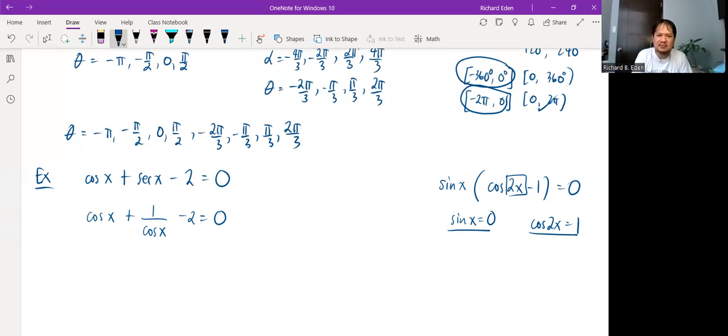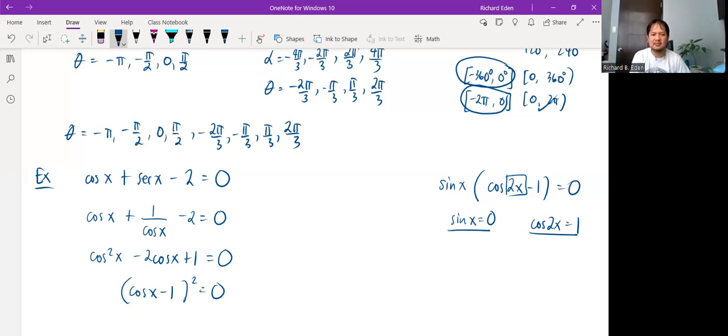It will become a perfect square. This is a cool problem. So cosine squared x minus 2 cosine x plus 1, all over cosine x. If you have a fraction which is equal to 0, that could only mean the numerator is 0. And if something squared equals 0, it means the inside term is 0. It only has one solution.